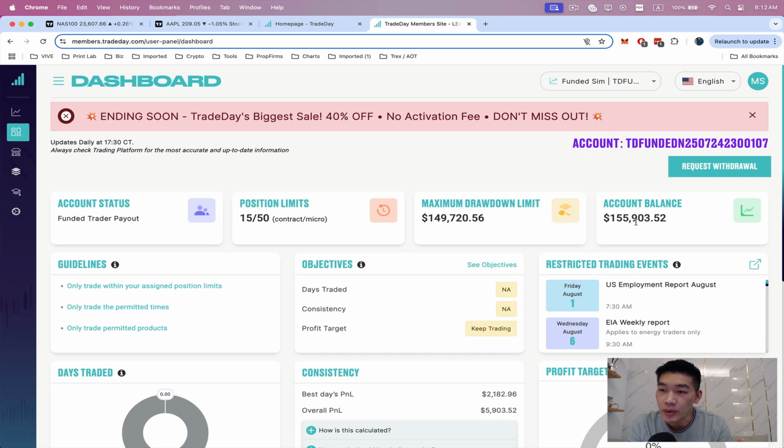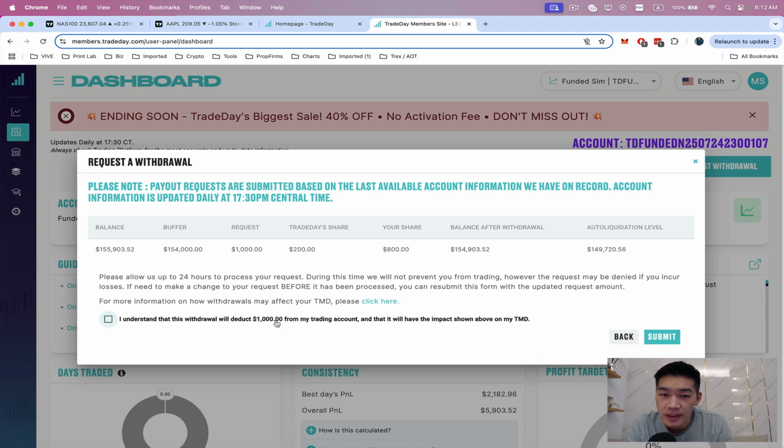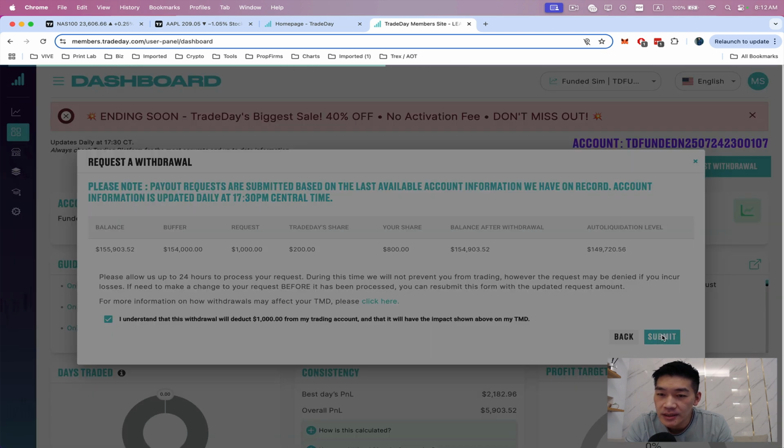But if I want to withdraw into the buffer, it's 50% split instead of 80% split. So let's go ahead and withdraw this profit here. So I'm going to do 1,000, next, and then I understand.